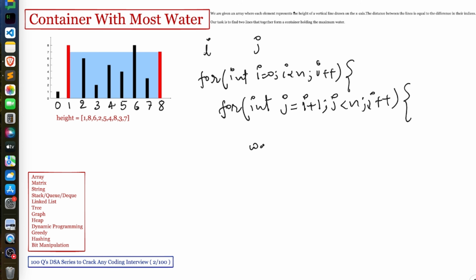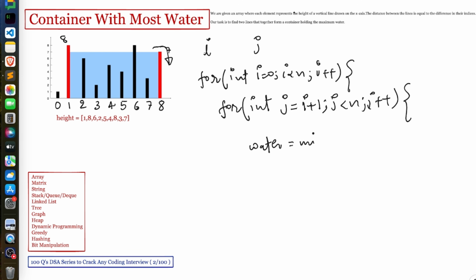And we can easily calculate the water contained in between them. The water that is contained in between these two heights is based on the minimum of these two heights. The reason I'm taking the minimum of these two heights is because otherwise it will spill over, right? So let's say here the height of the left bar is 8, but the height of the right bar is 7. The water that is trapped is only up to height 7, otherwise it will spill over, right? So the maximum water that could be trapped is up to the minimum of these two.